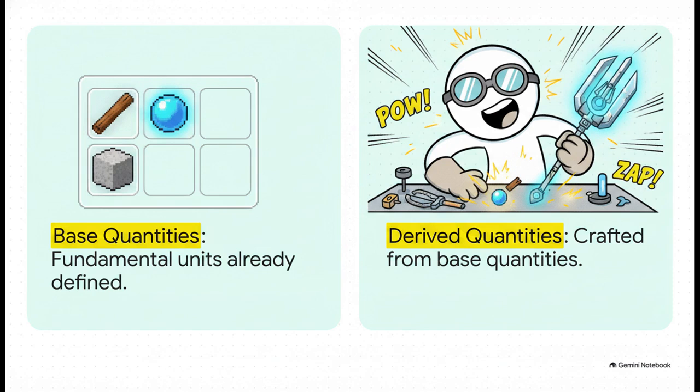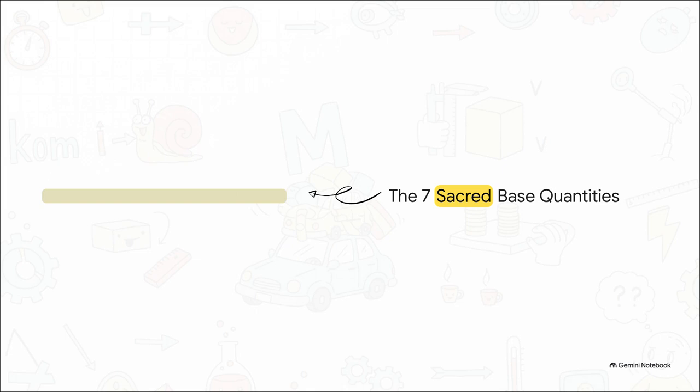Next up in our training montage, we need to understand the difference between base quantities and derived quantities. Think of base quantities as your fundamental starter items. They're like the letters of the alphabet, totally independent and globally defined. Derived quantities, though, those are like words. They're crafted upgrades that are made by multiplying or dividing two or more of those base items together. You'll want to memorize this cheat sheet of the 7 sacred SI base quantities: length, mass, time, temperature, electric current, luminous intensity, and amount of substance.